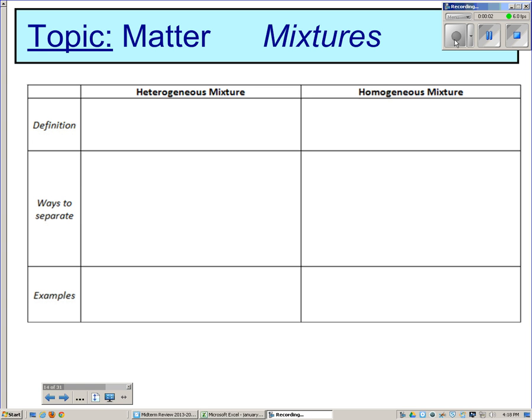Ms. Petranas back again to continue on with our third segment of our review session. And now we are going to move on into classifying matter into different categories.